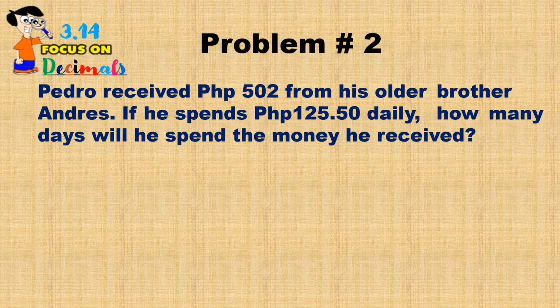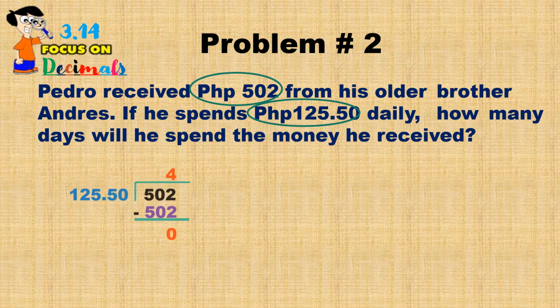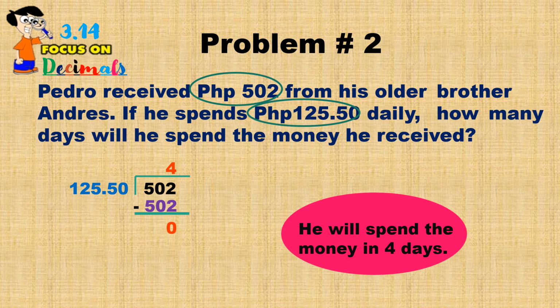Problem number 2. Pedro received 502 pesos from his older brother Andres. If he spends 125.50 pesos daily, how many days will he spend the money he received? To answer the problem, just simply divide 502 by 125.50. So 502 divided by 125.50, the answer is 4. So Pedro spent the money in 4 days.